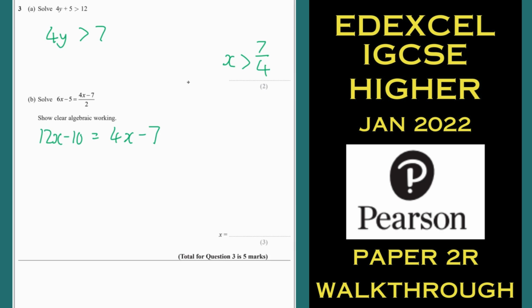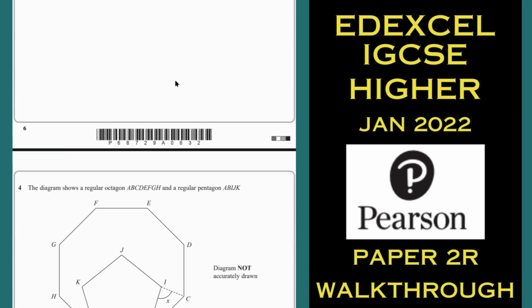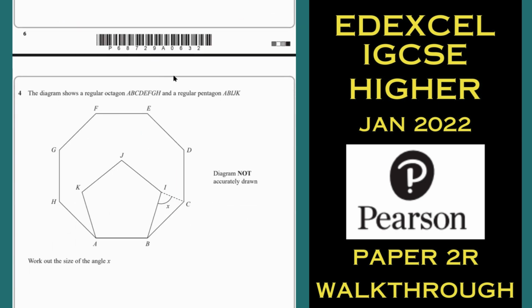Isolate the x's. There's more over here. So I'll subtract 4 of them from both sides, while at the same time adding 10. That means we need to divide both sides by 8. And again, I'm going to go for fractions rather than decimals.